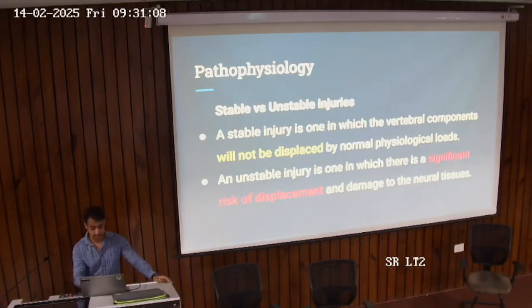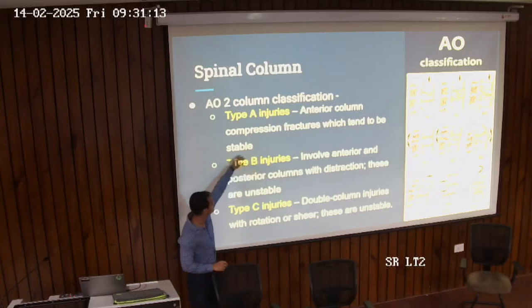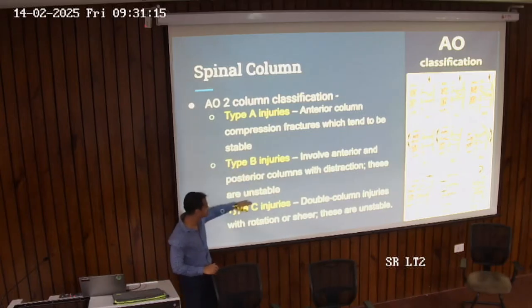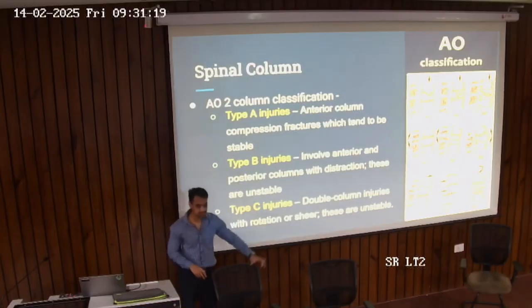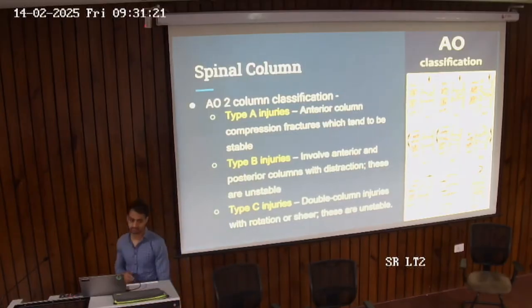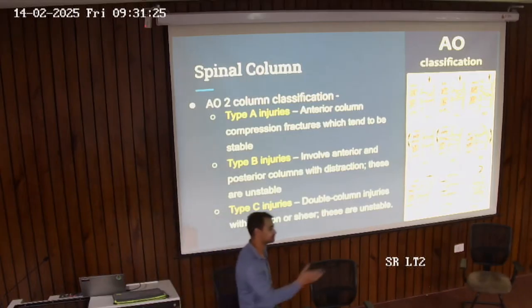Now you can see here it is saying that these fractures tend to be stable. These fractures tend to be unstable, and these are again unstable. So what does stable and unstable mean? For any injury, what does stable or unstable mean?